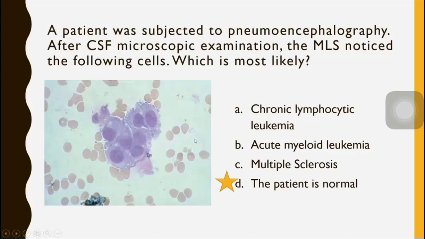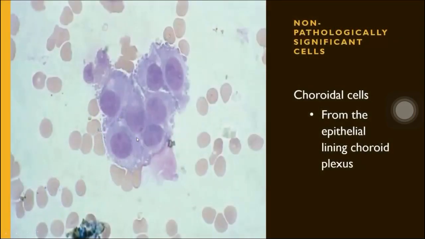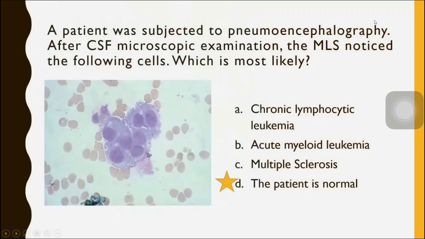So again, the cells seen by the medical laboratory scientists is actually choroidal cell. Choroidal cells are non-pathologically significant cells which may be seen after certain diagnostic procedures such as pneumoencephalography. Okay, take note again, pneumoencephalography and ventricular tap. So yun yung mga procedures na pwede mag-manifest ang choroidal cell. Okay, so this is a picture of choroidal cell.